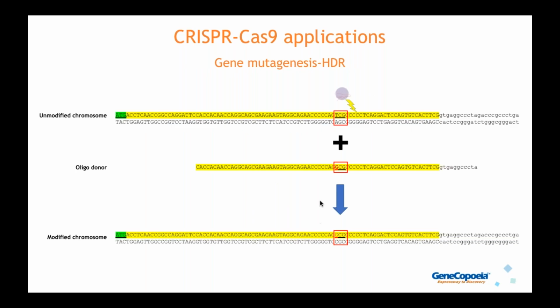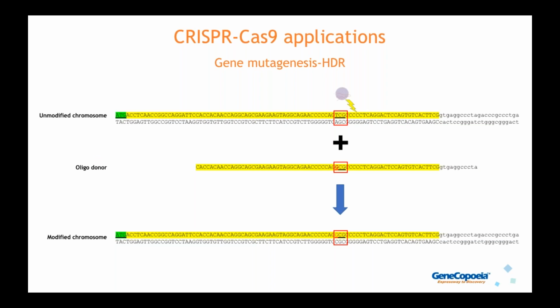And then the next thing I want to talk about is gene mutagenesis. That's another widely used application for CRISPR. One way to do this is by homology-dependent repair, also known as HDR, and this requires a donor. So if you target a CRISPR to a particular region of the genome, let's say you want to mutate a base, like in this example, change a T to a G, okay?